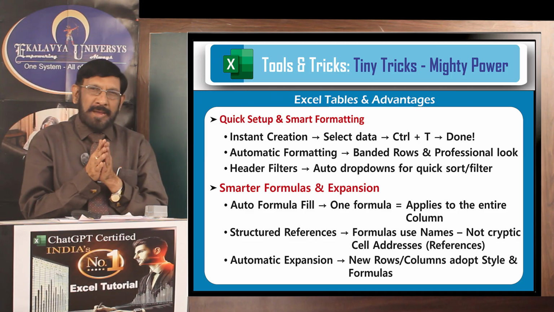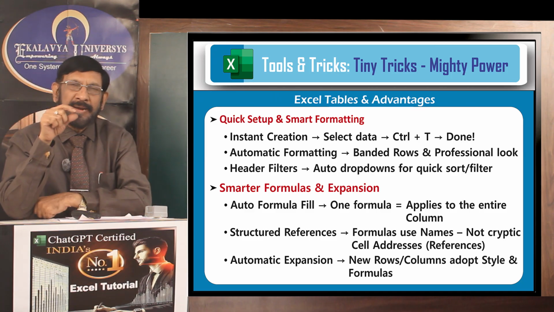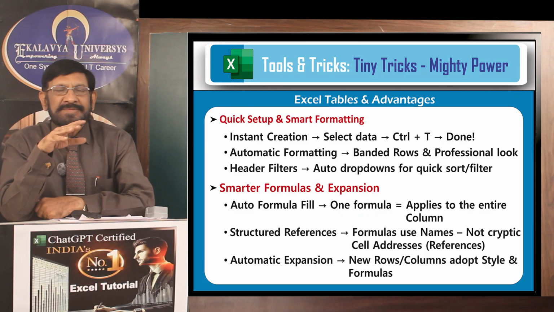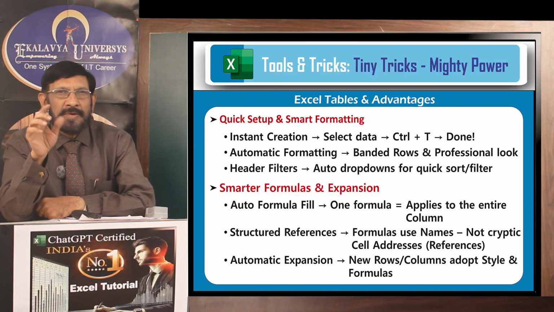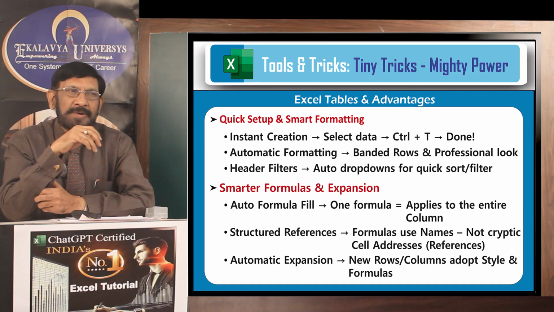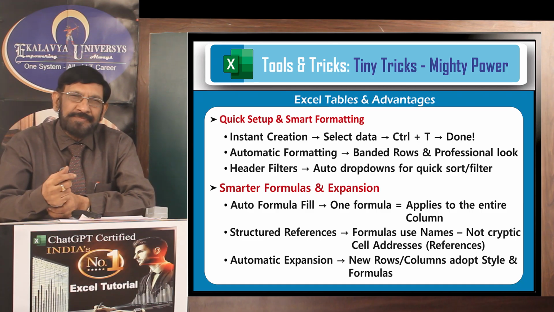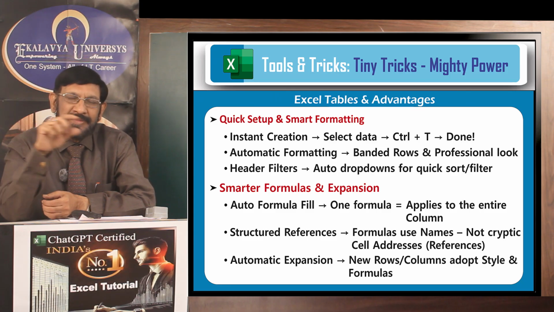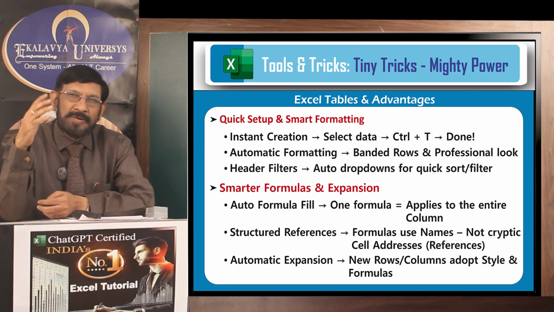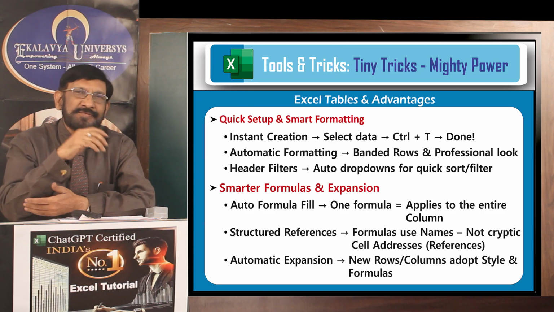Actually, first the command, as you know, first you create a plain data set, thereafter you apply Control T and transform it into a table. Thereafter, you can find a feature that is automatic formatting. You can find banded rows, like zebra lines. Automatically your table gets a professional look.